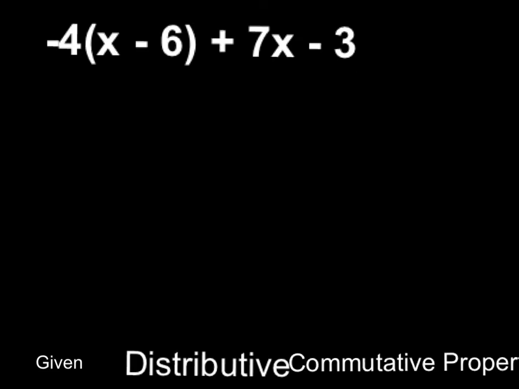Now we are going to, given an expression, use the distributive and commutative properties so that we can combine like terms tomorrow. So the very first problem you're going to need to write down is -4 times x minus 6 plus 7x minus 3, and that is our given expression. As you can see, we have a set of parentheses in there, and right here is where we need to use the distributive property.